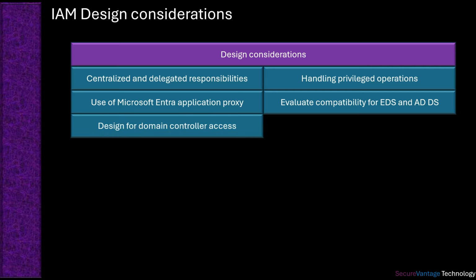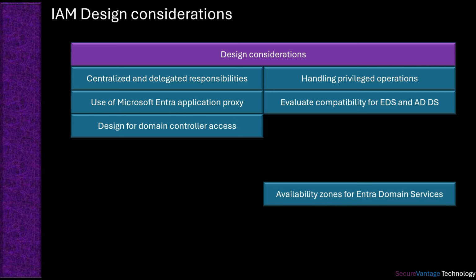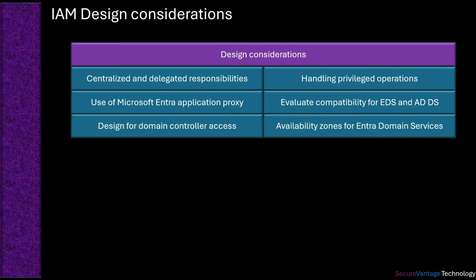In environments using ADDS, ensure network design allows resources to access their domain controllers for local authentication and management. This is crucial for smooth operations in on-prem and hybrid environments. Deploy Microsoft Entra Domain Services in locations with availability zones to improve service availability and resiliency against data center outages. This increases the overall uptime of critical identity services.